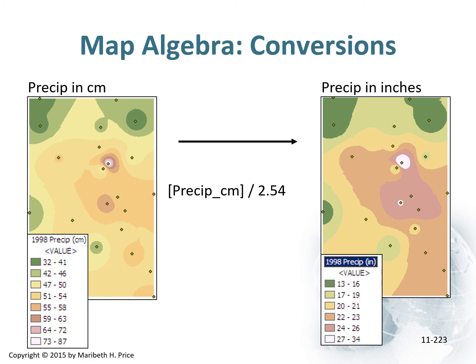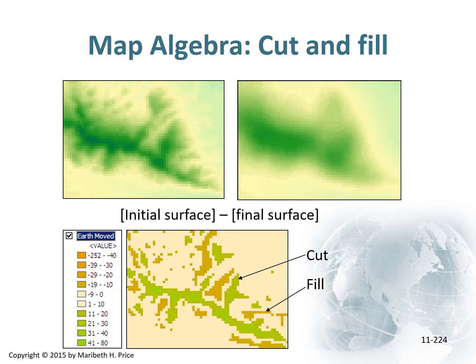So what do we do? Well, we convert it to English standard measures in inches. And so there's a calculation there: centimeters divided by 2.54 equals inches. How do you do that? Use raster calculator. Put in your data set, precip centimeters, divide by 2.54. You get a new output. It's the one on the right. That's precipitation in inches.